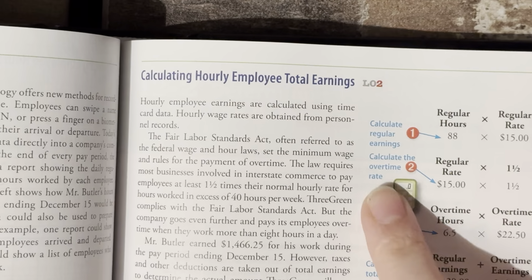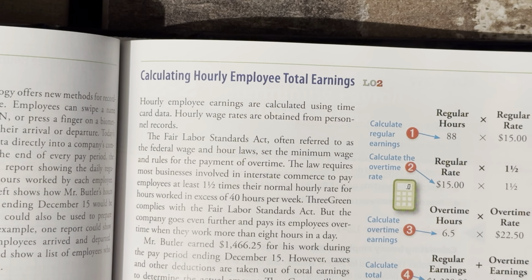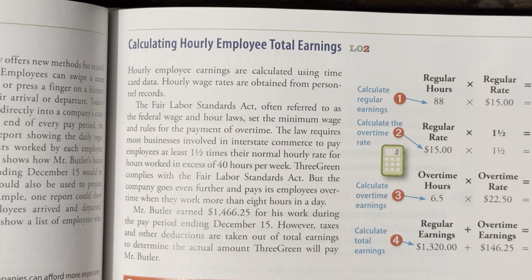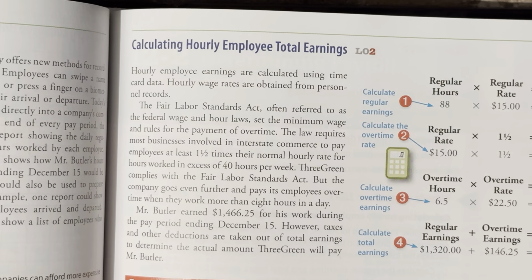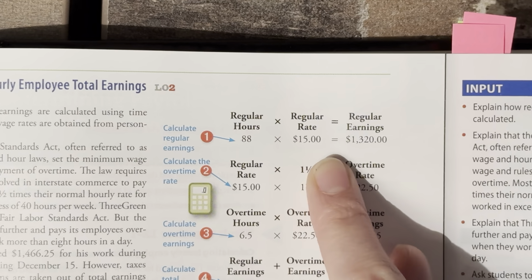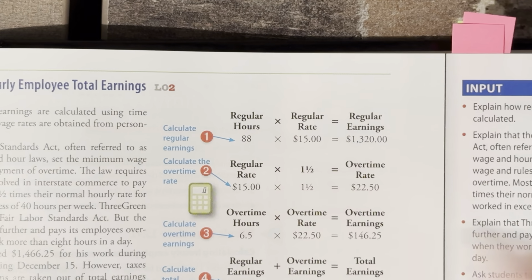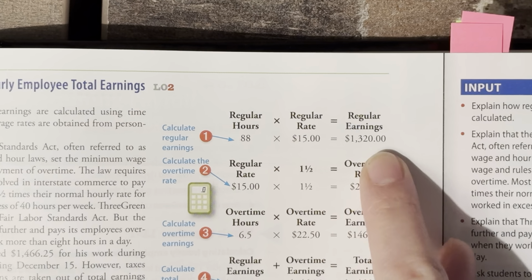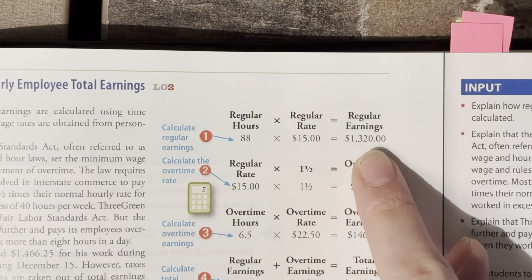So here it says that the law requires businesses involved in interstate commerce to pay employees at least 1.5 times their normal hourly rate for any hours worked over 40 hours a week. So we call that time and a half, 1.5. So here it is. We took the total hours that he worked, 88 hours, times his $15 regular rate. It told us that somewhere. His regular earnings is $1,320.